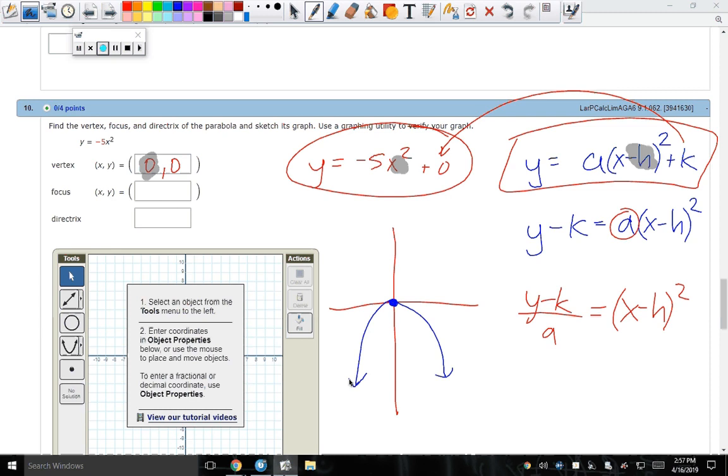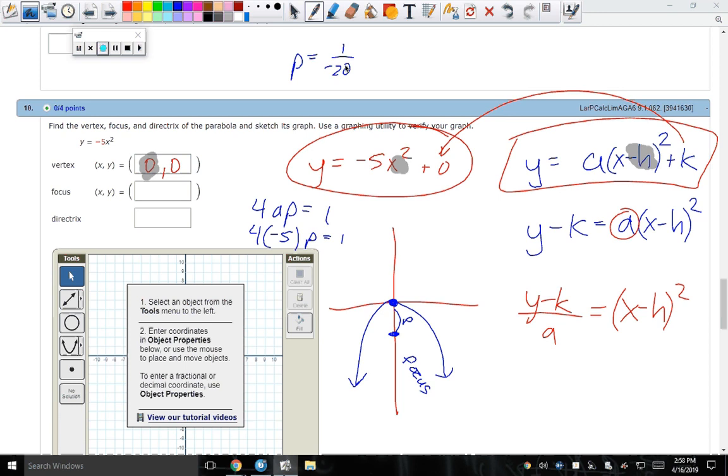And now we've got to see, where does this light bulb go? Where is the focus? What's the jump P value? Okay, here we go. A is what? -5. So -1/20 is P. You with me? So a jump of 1/20 down is going to be that P value.